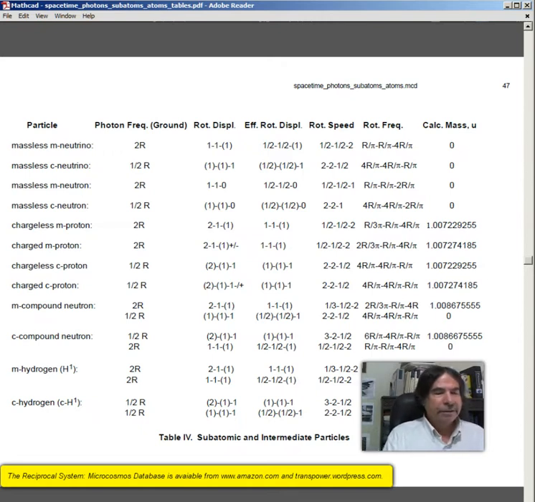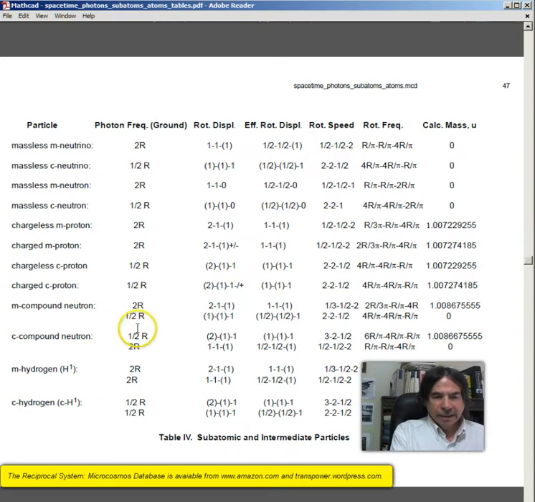Please pause the video here at Table 4, Subatomic and Intermediate Particles. I want you to take a look at each line. We have the massless M neutrino, massless cosmic neutrino, massless M or material neutron, massless cosmic neutron, chargeless material proton, charged material proton, chargeless cosmic proton, charged C proton, material compound neutron.